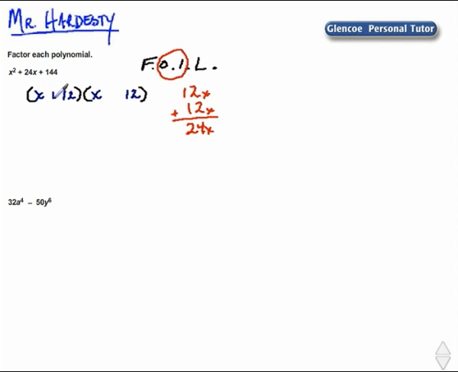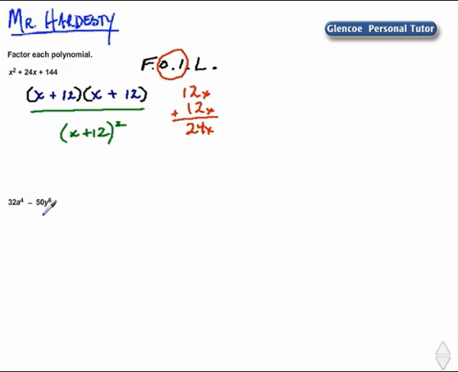That means we need a positive 12 and a positive 12. So we've factored our polynomial as x plus 12 times x plus 12. That could also be expressed as x plus 12 squared.